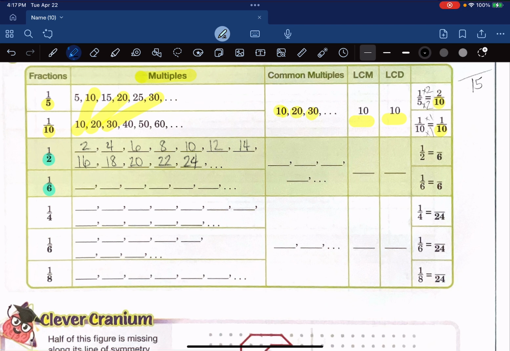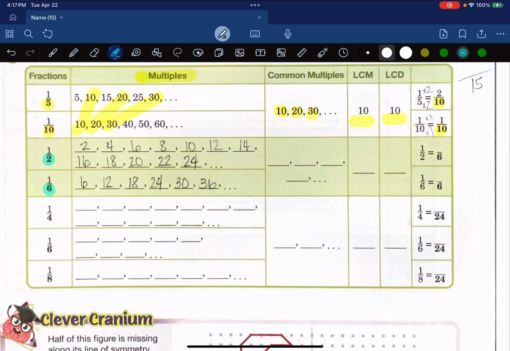All right, now let's start with 6s. 6 times 1 is 6. 6 times 2 is 12. 6 times 3 is 18. 6 times 4 is 24. 6 times 5 is 30. And 6 times 6 is 36. Now let's find which ones are the same.